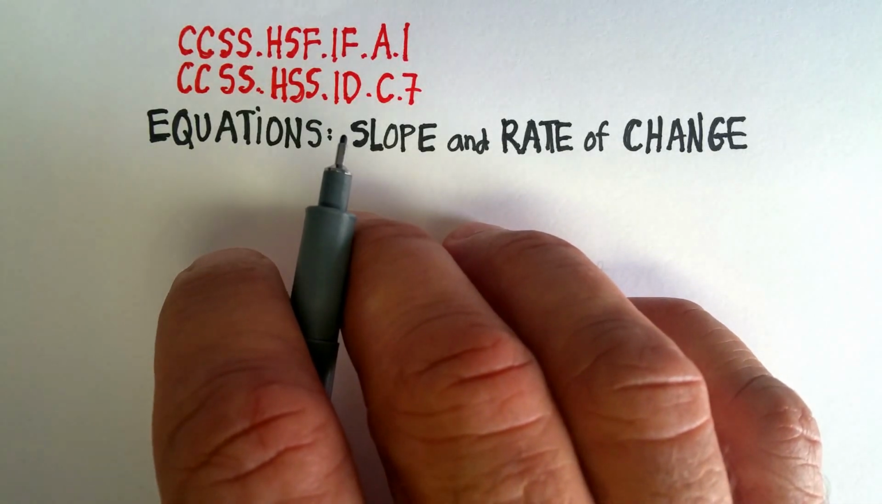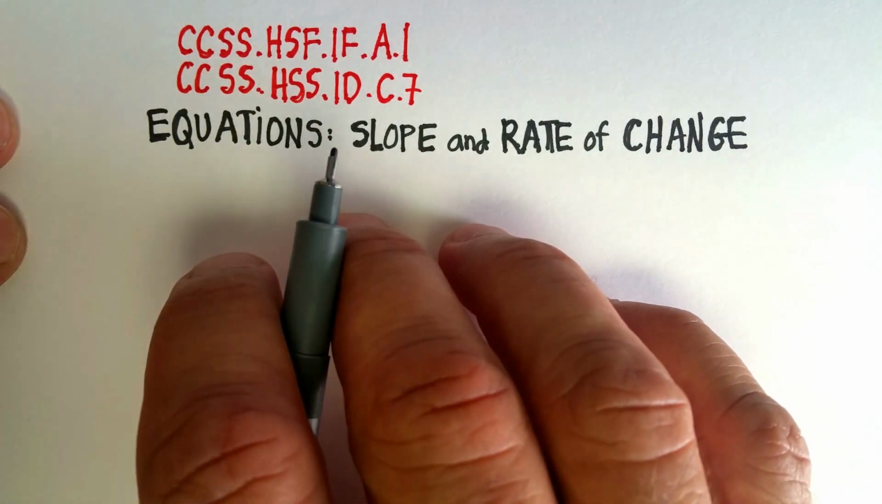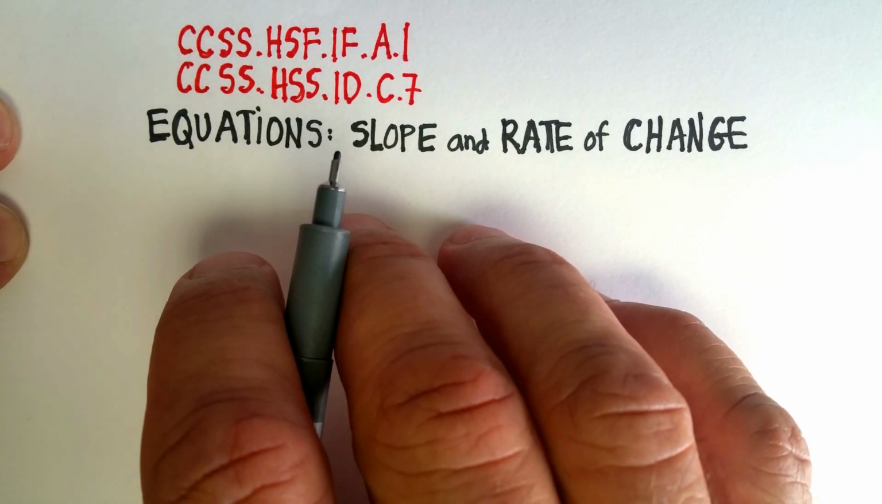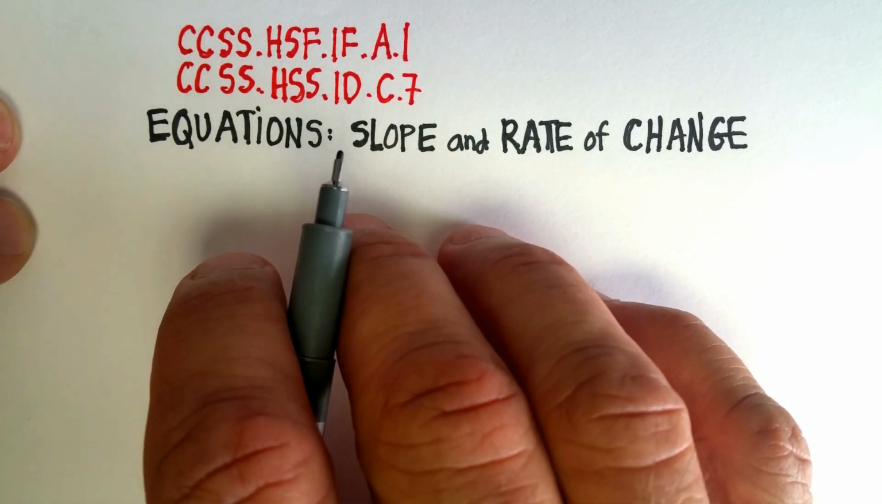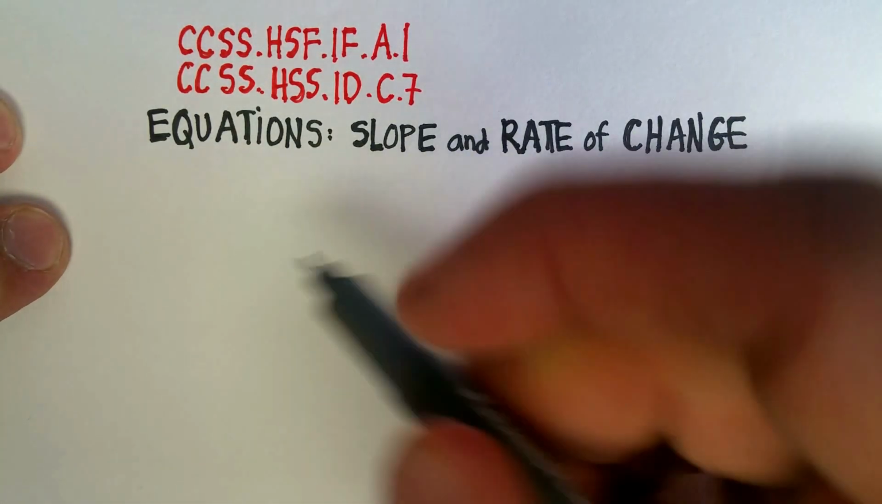Okay, in this video we're going to talk about the relationship between slopes of a linear equation and the rate of change, the concept called a rate of change. And we're going to bring in some other concepts as well, like functions and that sort of thing. So let's get right down to it.